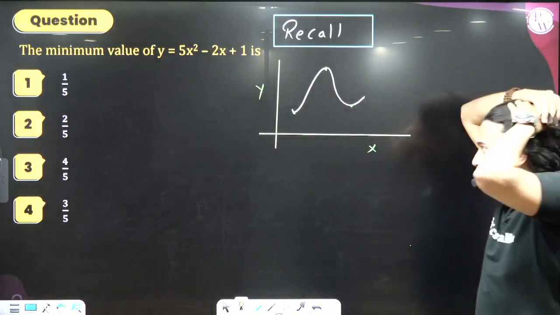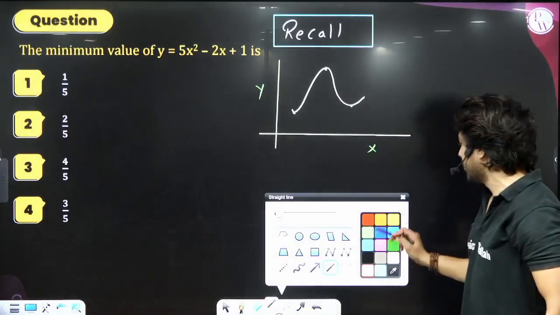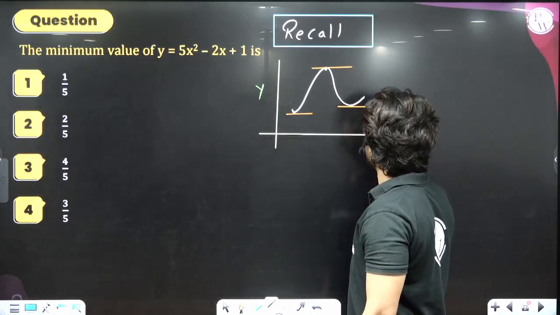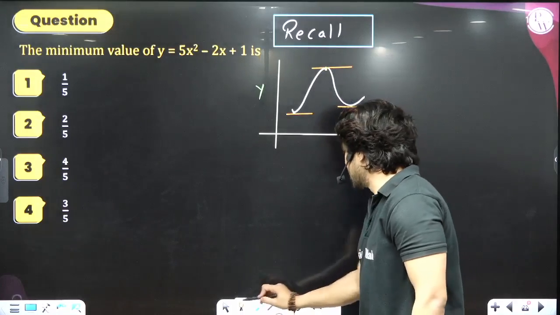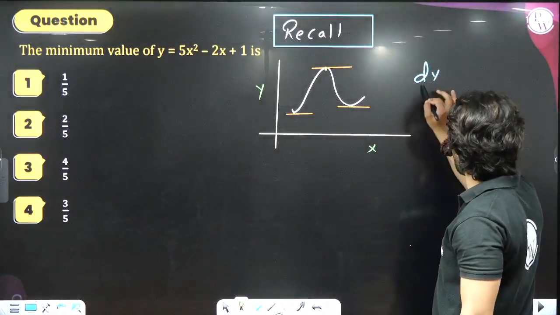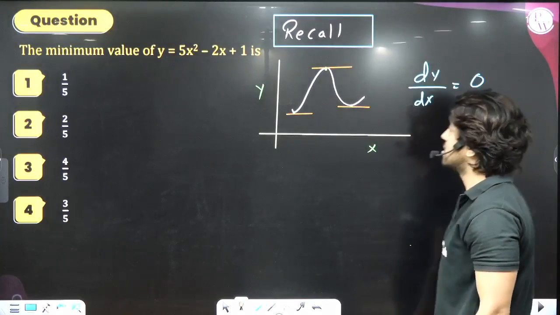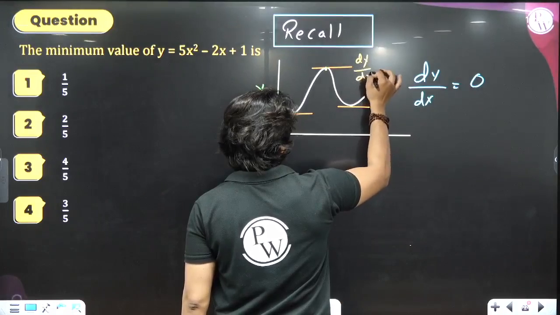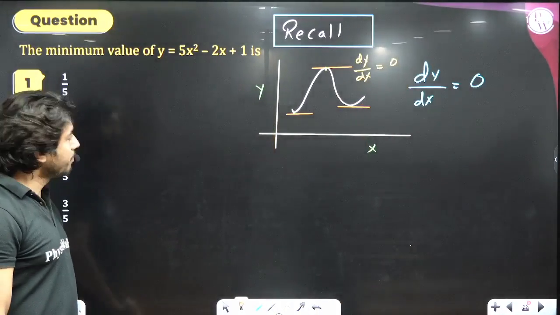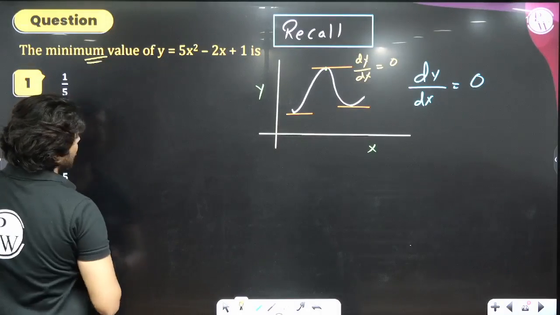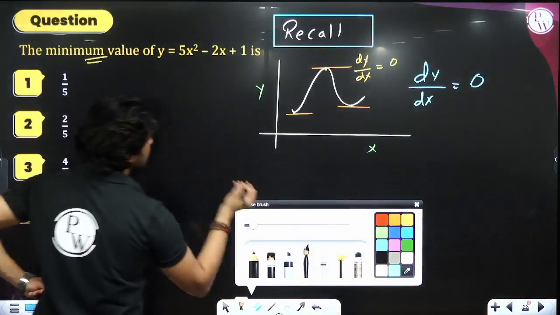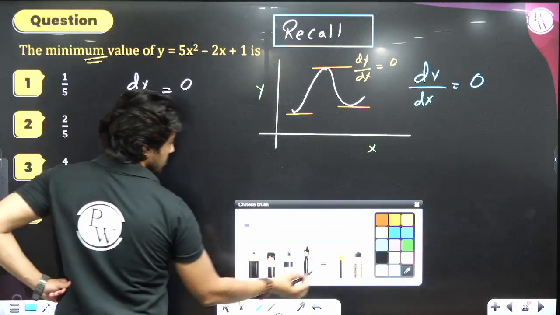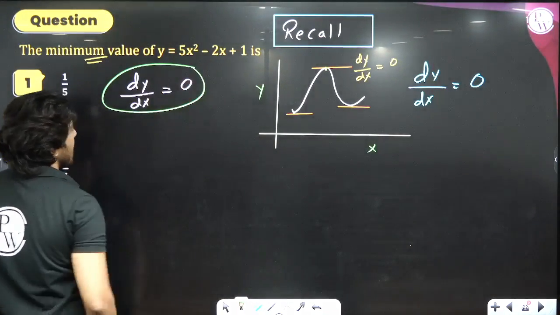The point at which the function is either maximum or minimum has one thing in common, and that thing is that the slope at that point is 0. That the slope at those points, dy by dx, remains 0. What have we said? We have said that dy by dx remains 0. Okay. So if you talk about the minimum value of the function, first you need to find out the point of minima. How do we do this? If this is y, dy by dx equals 0. Do this. dy by dx equals 0.